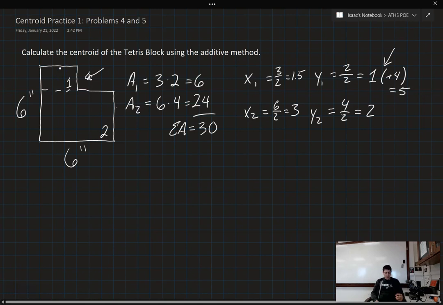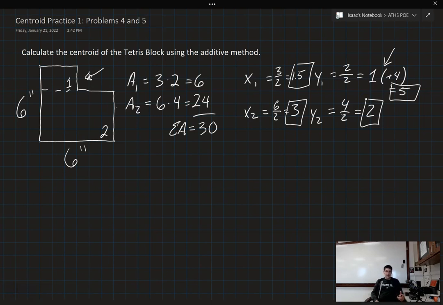Alright, so now we have our centroids for our two shapes. That's what these 4 numbers are. So now I'm going to fill in two tables, one for my x numbers and one for my y numbers. I'm going to fill this out for each of my shapes. For this example problem, we have two shapes: shape 1 and shape 2.